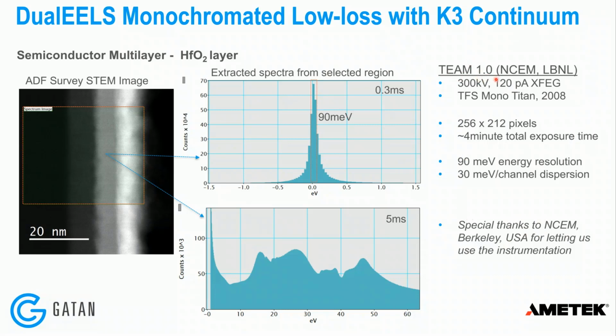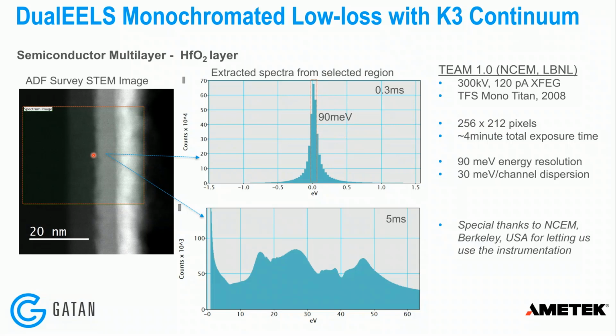This was done on the Team 1 microscope, so 300 kV. This is a pretty high probe current, 120 picoamps, using an XFEG. It's a monochromated Titan, the older design monochromator, so we're not looking at ultra high energy resolution. We've got an energy resolution of around 90 meV here, and we're using a 30 meV channel dispersion. It took around 4 minutes to acquire this 256 by 212 size data set.